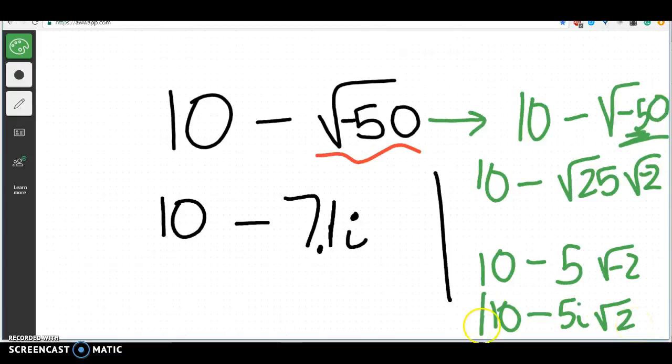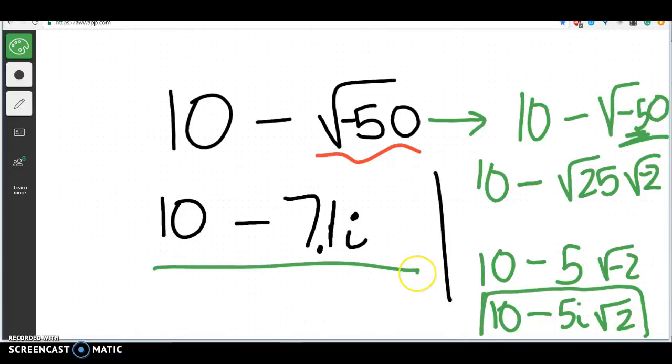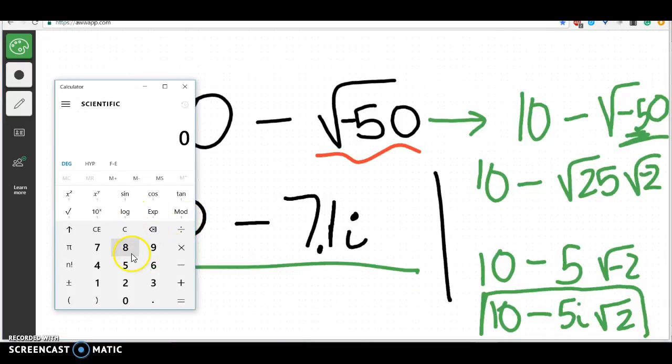The easy way to check that this answer is the same as this on a test is you just go, okay, well, what's 5 times the square root of 2? And when you do that, you can see that you get the exact same answer.